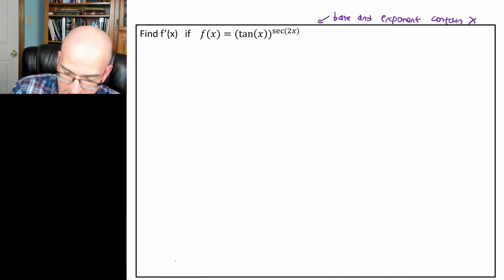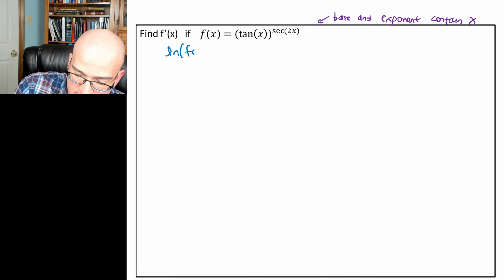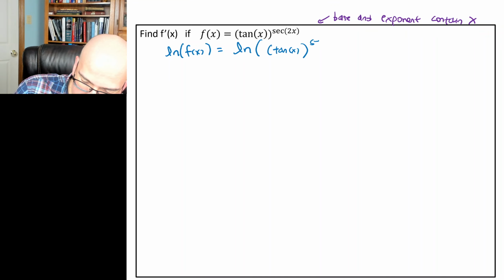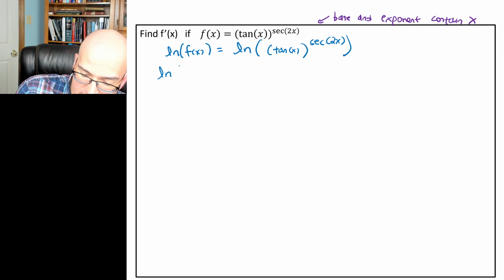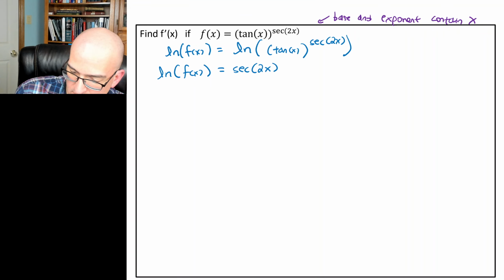I'm going to start by taking the ln of both sides. Ln of f of x is equal to ln of the other side. Ln of the tan of x to the power of secant of 2x. And then we can bring the power down using that rule for log functions. The secant of 2x comes down in front times the ln of the tan of x.